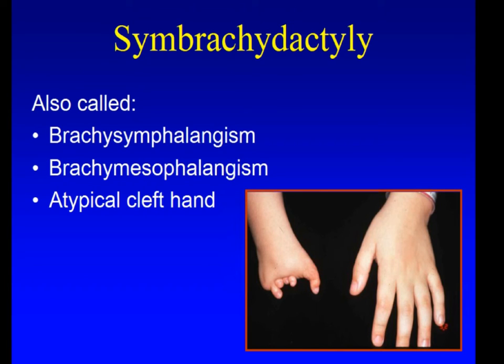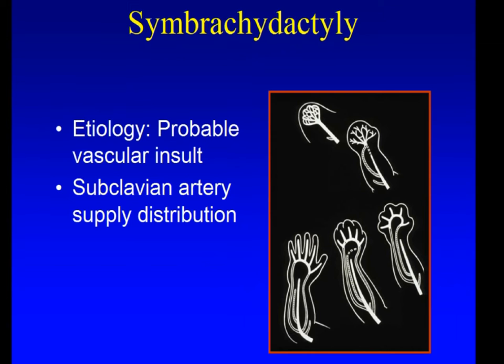Okay. So moving on to Symbrachydactyly. This is kind of a confusing category if you haven't seen it very often. This has had a number of different names in the past and is really, really commonly confused with constriction band syndrome. It is totally different. So Symbrachydactyly is probably due to a vascular insult that occurs to the subclavian artery system.